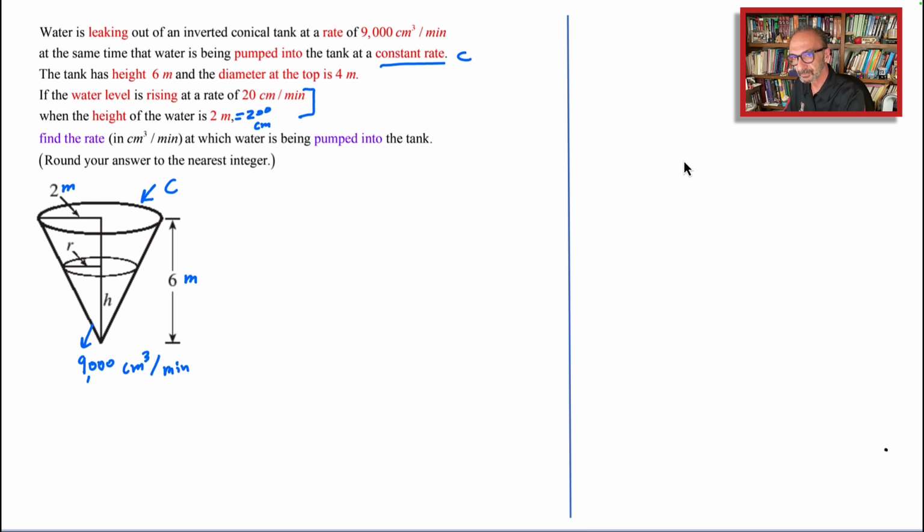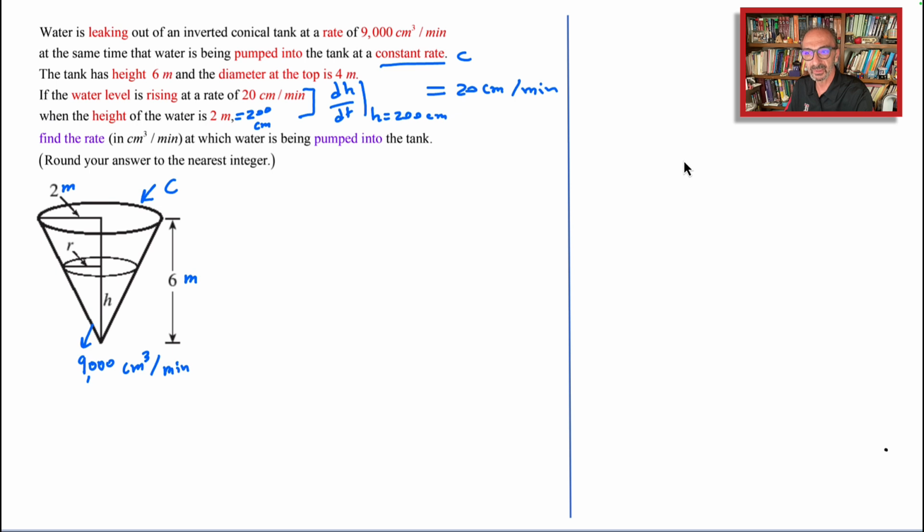So the rate of the water level rising, dH dt with respect to time, when the height of the water is 2 meters, when the height is 200 centimeter, is equal to 20 centimeter per minute.